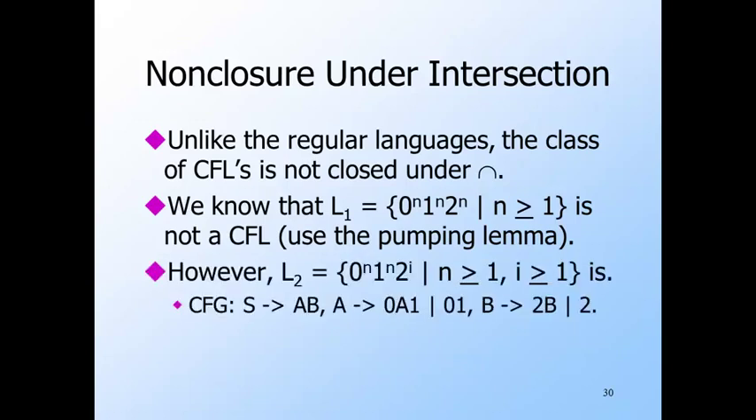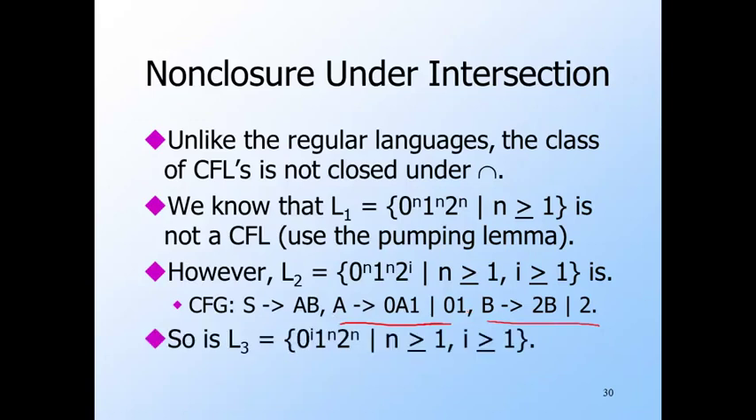But consider L2, the set of strings in 0 star, 1 star, 2 star, that is, strings of zeros followed by some number of ones followed by some number of twos, such that the number of zeros and ones are the same, with any number of twos. This language is context-free, and here is a little grammar for it. The job of variable A is to generate zeros followed by an equal number of ones. We've seen this mechanism several times before, and B generates just any number of twos, at least one of them.